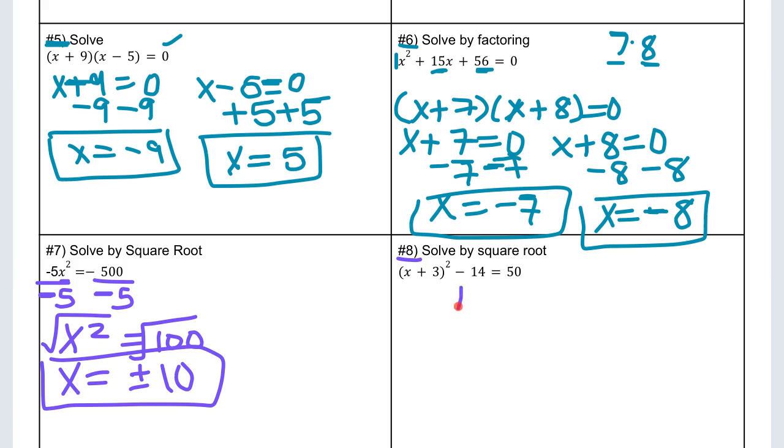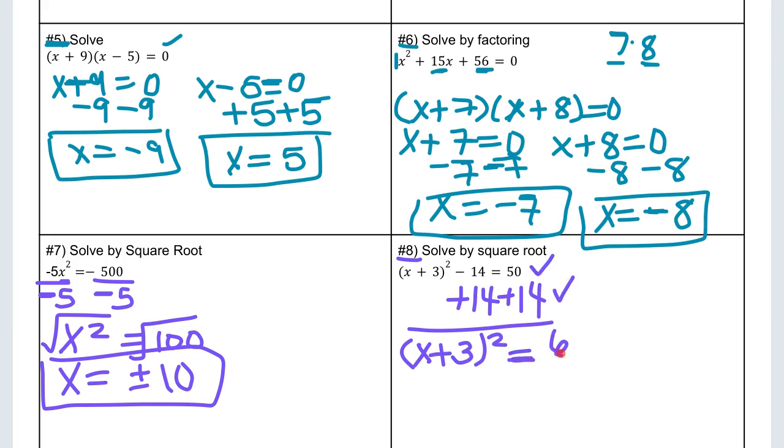Number 8, same steps, except first add 14 to both sides. Isolate the squared binomial. 50 plus 14 is 64. Square root both sides. Obtain the result of x plus 3 equals positive negative 8.